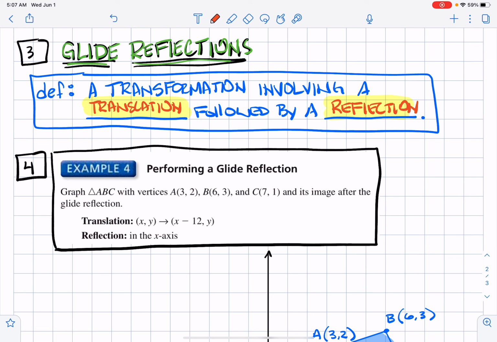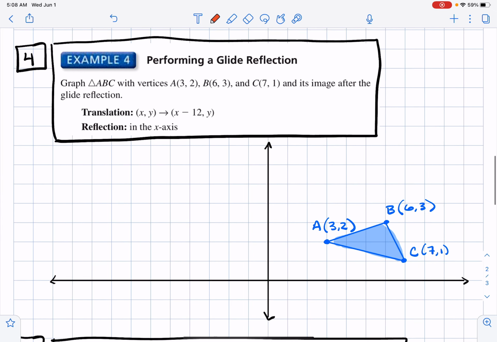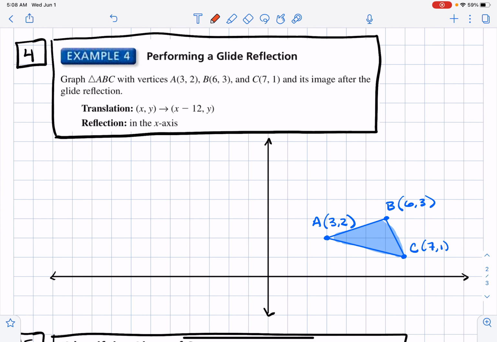Now we learned in the last video that a translation is just sort of a movement left, right, up, or down. And a reflection, we just figured out, is moving something over a line like a mirror. So we can actually put these two things together and it's still considered a rigid transformation, okay? So let me show you an example of how we do this in box number 4.